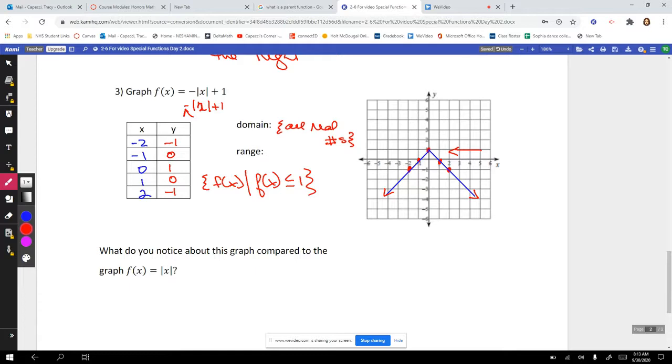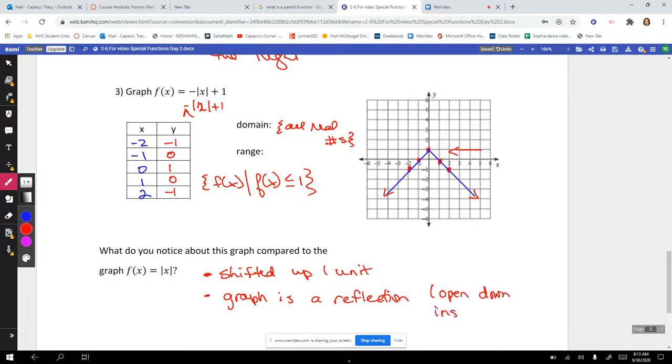What do we notice about this graph compared to our parent function? Well, we see that it's shifted up 1 unit. It didn't start at 0. We also know that it's flipped. It's upside down. It's a reflection. So we're going to say the graph is a reflection. And we're going to say it opens down instead of up.